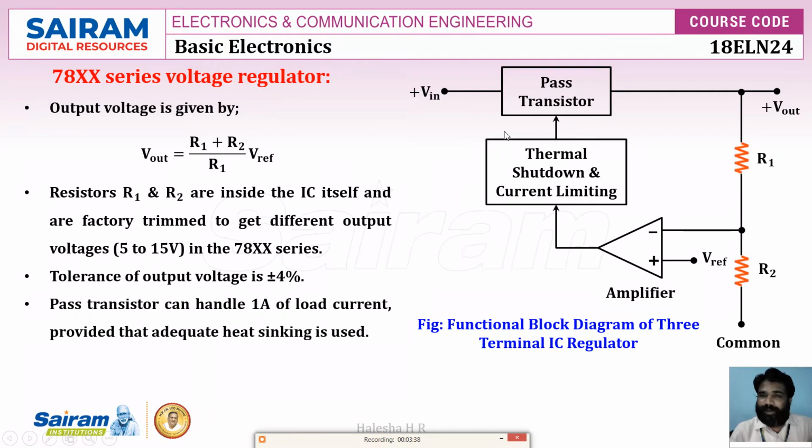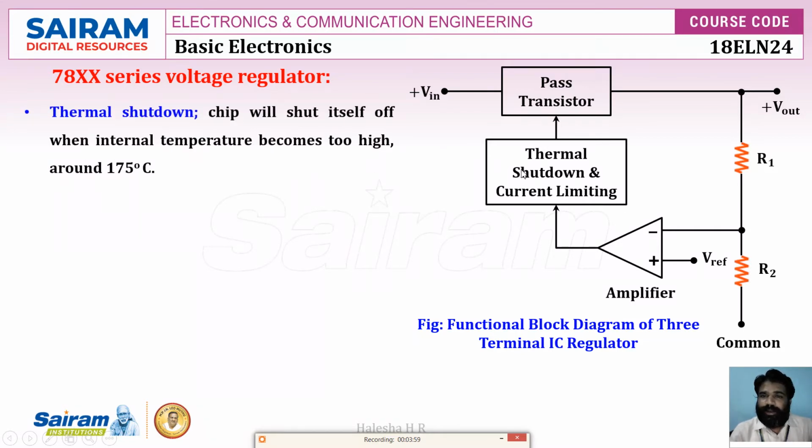And the pass transistor can handle a 1 amp load current provided that an adequate heat sink is used. That means this is the heat sink, this one. To this we attach the 78 series regulator.